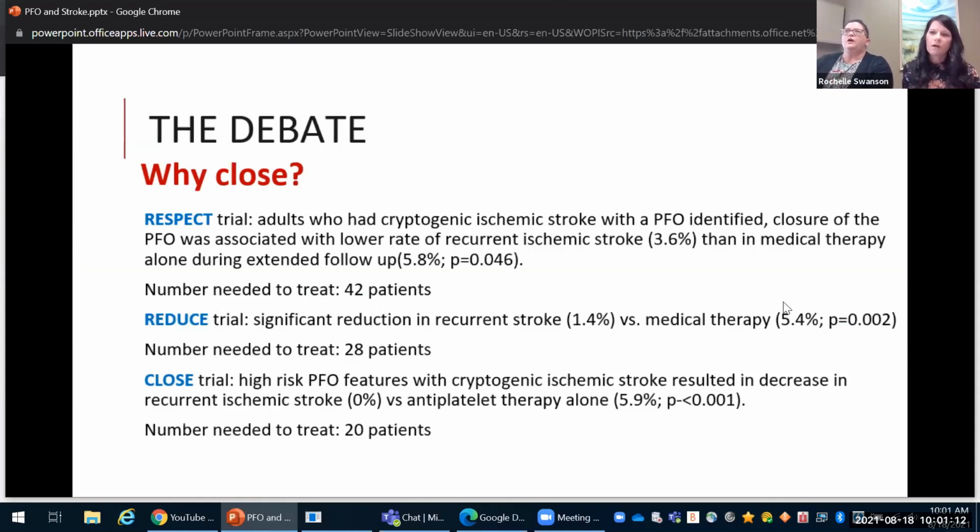So there are different views on whether or not a PFO should be closed, because again, we don't know if the PFO is just an incidental finding in some cases, or if it was a direct cause, or if it's going to increase your risk, because how often are you going to have those Valsalva maneuvers or those things that could increase the chance of that flap opening?